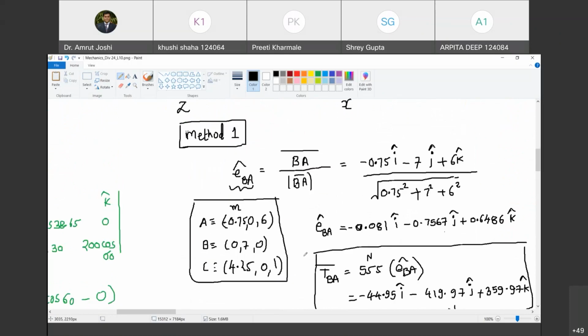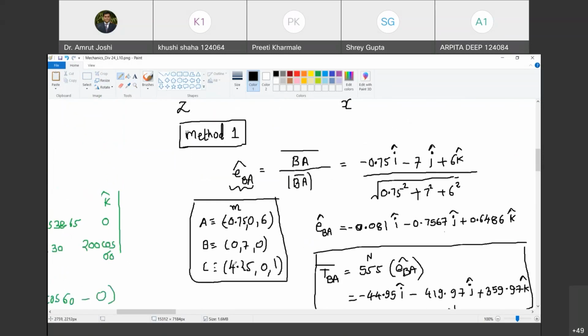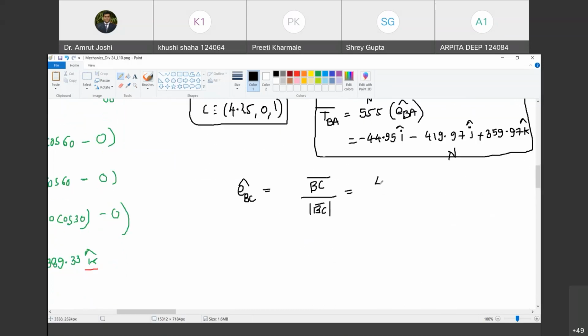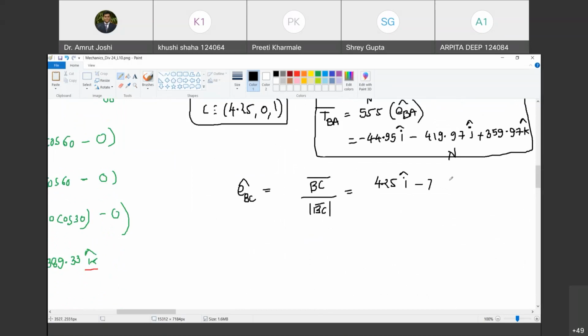Now on similar lines, I will have to write down the 660 Newton force BC directed along B to C. Do you agree with me? Yes, sir. So I will have to write down the unit vector in the direction BC. How do I write that? It is vector BC bar divided by the magnitude of vector BC bar. How do I write vector BC bar? C coordinates minus B coordinates. So 4.25 I cap. Happy? Yes, sir. C coordinates minus B coordinates. So minus 7 J cap.